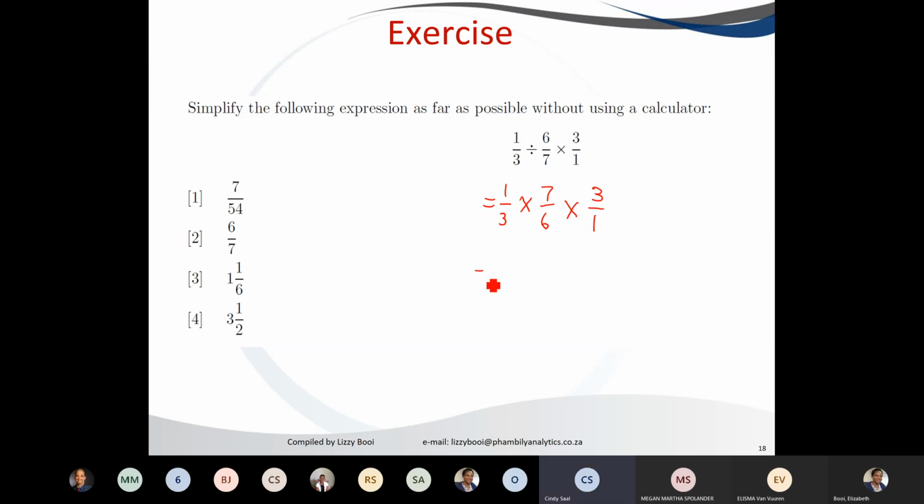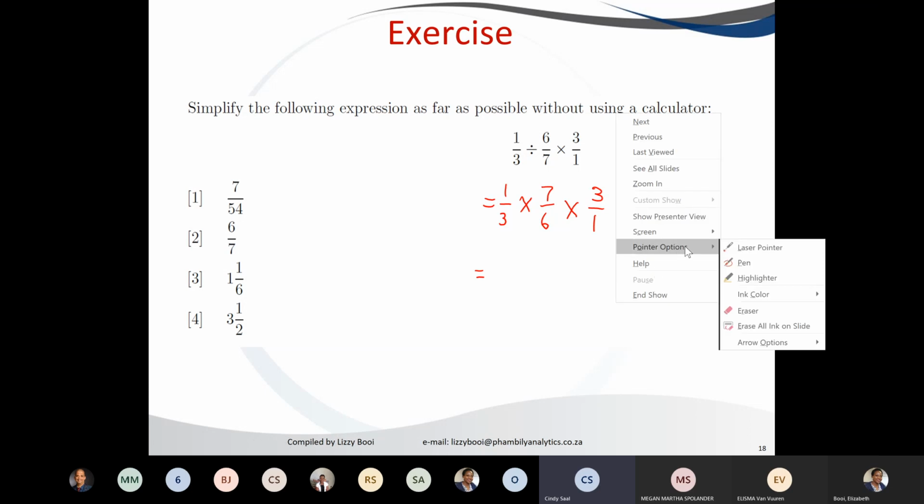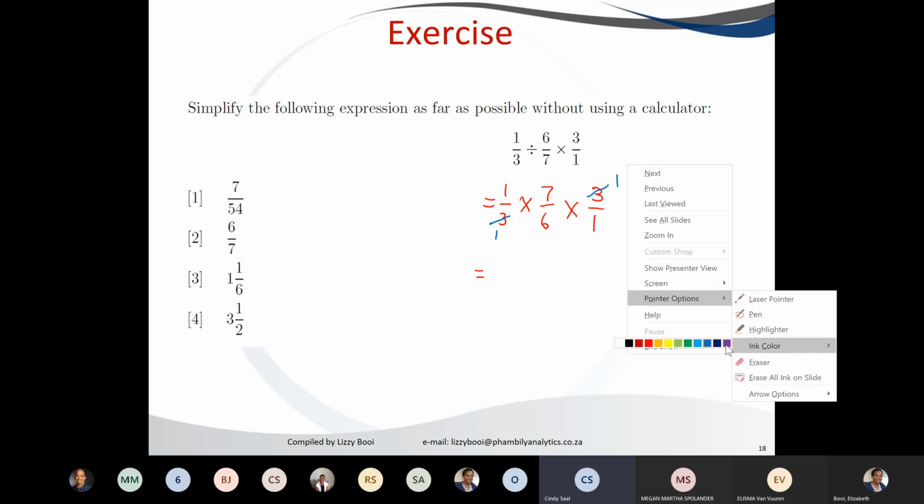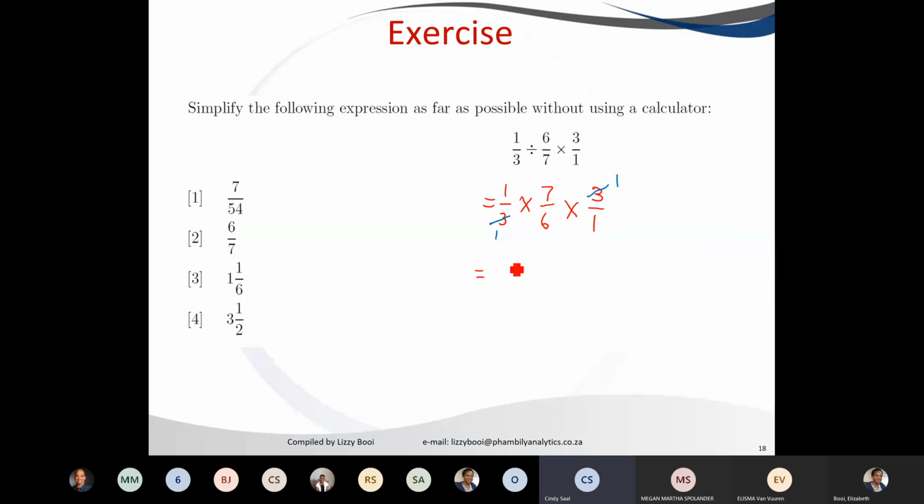And then you simplify. So 3 goes into 3 one time at the top, and 3 goes into 3 one time at the bottom. And then you can't simplify any further, so then you say 1 times 7, times 1, which gives you 7 on top. And at the bottom, 1 times 6 times 1, which is 6. So then you have an improper fraction. So how many times does 6 go into 7, which is 1? And then 1 remainder, so 1/6. Which is option 3.